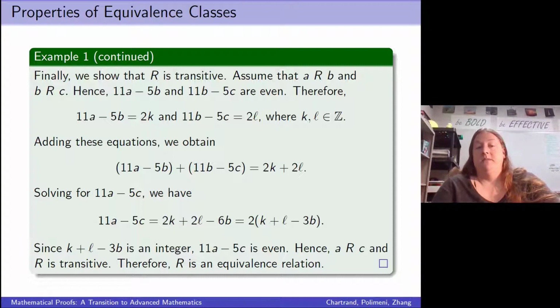Now, we want to know something about 11a minus 5c, and we can actually solve for 11a minus 5c. When we do that, we get 2k plus 2l minus 6b. Well, that's equal to 2 times the quantity k plus l minus 3b. Since k plus l minus 3b is an integer, then 11a minus 5c is even. Therefore, a is related to c, and R is transitive. So we've shown that our relation is reflexive, symmetric, and transitive, and therefore an equivalence relation.